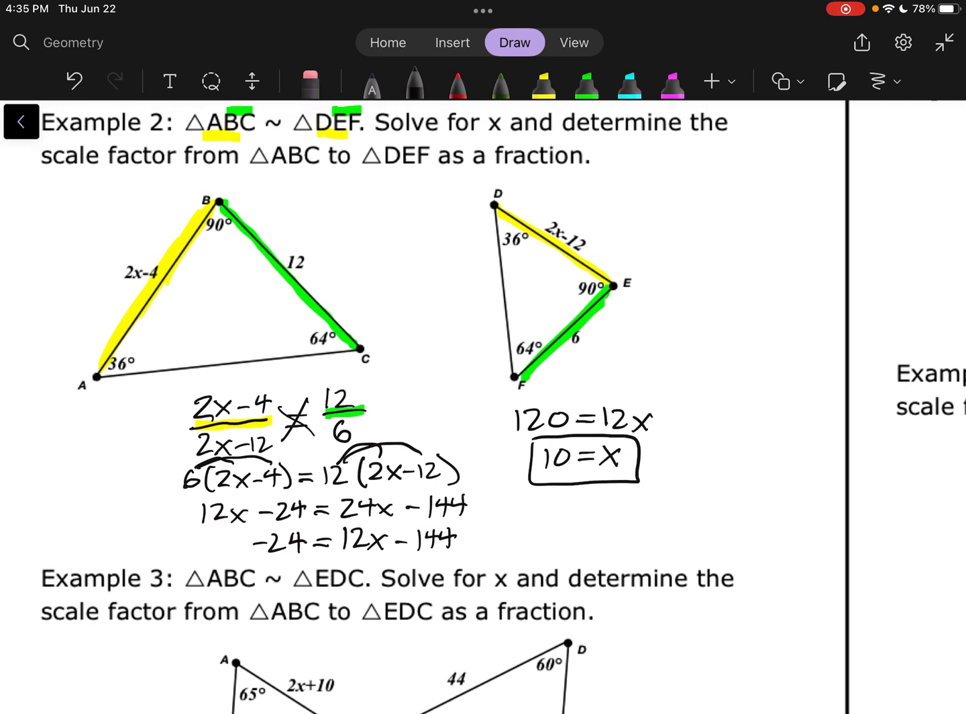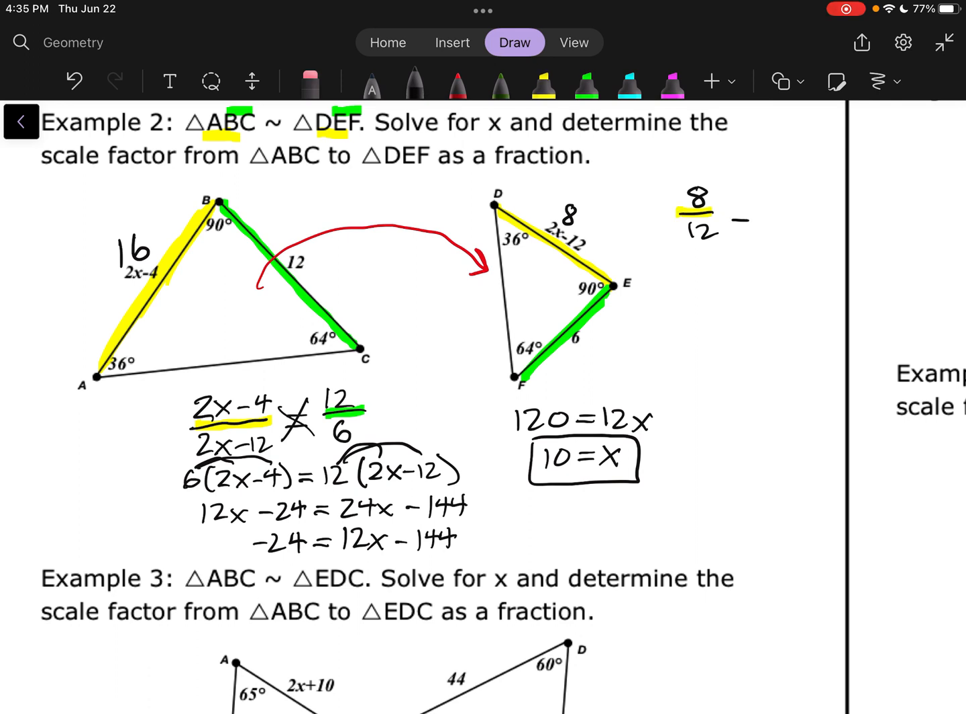Okay, now the other part of this question wanted us to find the scale factor from triangle ABC to triangle DEF. So notice on this one, we're getting smaller, right? So we should expect a scale factor less than 1. Now let's plug that 10 back in and just make sure this looks good. 2 times 10 is 20. Minus 4 is 16 for side AB. And for side DE, 2 times 10 is 20, minus 12 is 8. So let's check these scale factors. Going from ABC to DEF, remember we need to do new over old, so small on top this time because we're getting smaller. So 8 over 12 using those yellow sides.